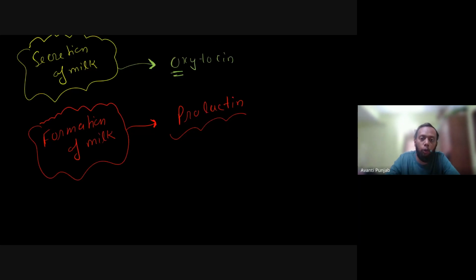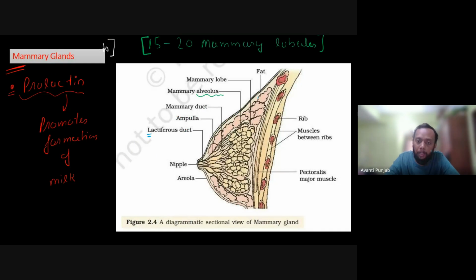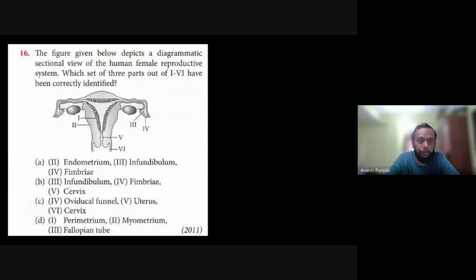ठीक है? तो ये मेरे दो हार्मोन है और ये दोनों हार्मोन मेरे यहाँ पे एक रोल प्ले करेंगे. Like these are the hormones and the role with the mammary gland is something that should be clear to all of you. So that is your mammary gland and these are the few things you have to know in the mammary gland. Okay. Now let's solve some questions over here.